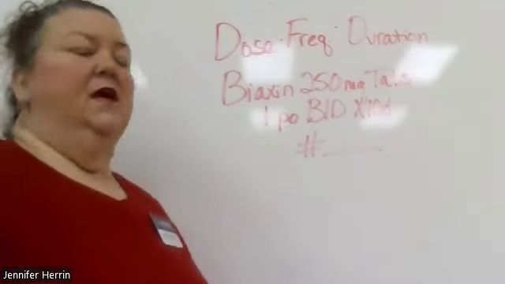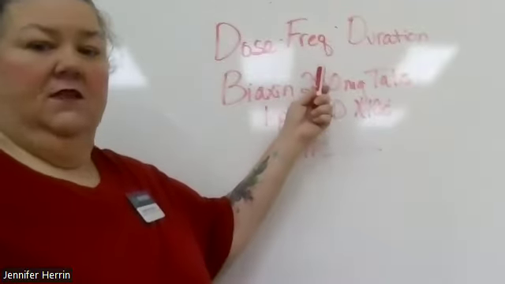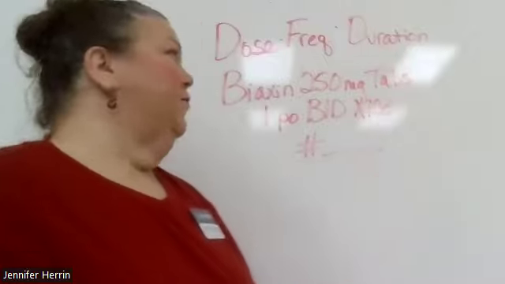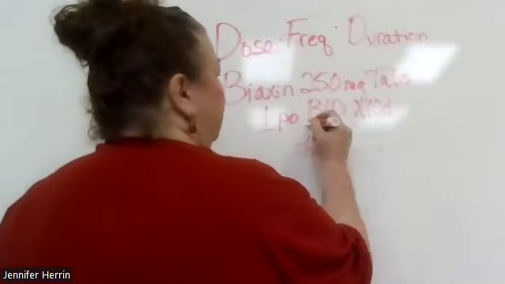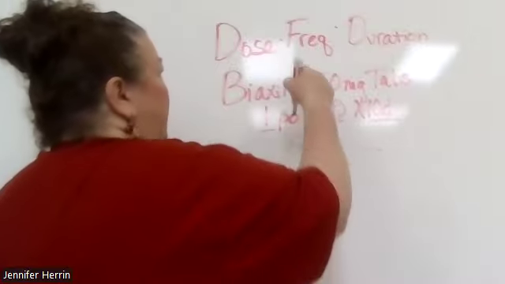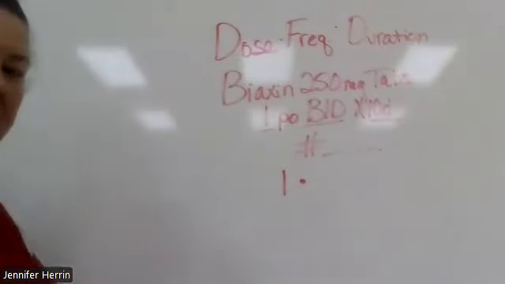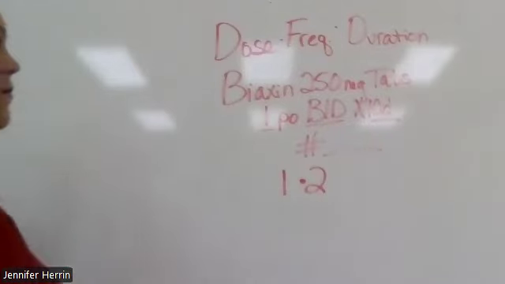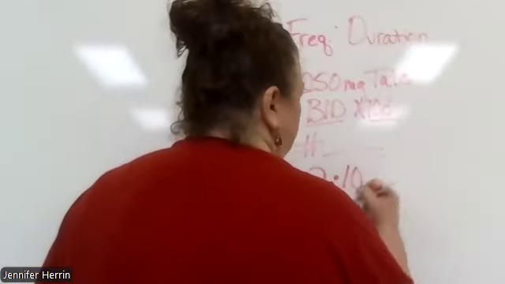So in this example, 1 is our dose, BID is my frequency, and times 10D, that stands for times 10 days, that is going to be my duration. So, dose, frequency, duration. And there's my formula. We're just multiplying these together. BID means how many times a day or in a 24-hour period? 2. And my duration is times 10D. That means for 10 days.